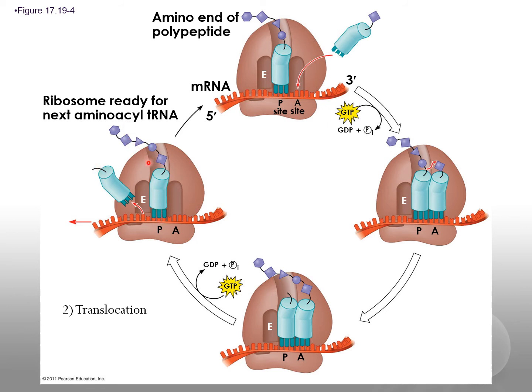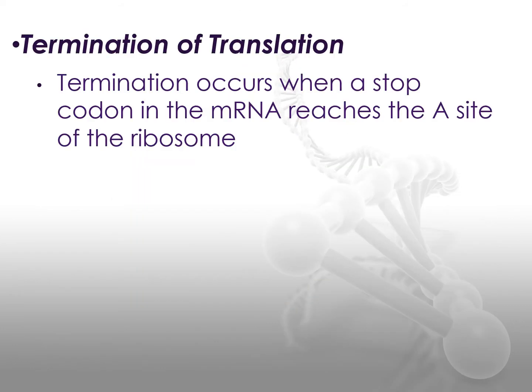Now we have the growing peptide here, and we have A empty. Okay, so site A is now empty, ready for the next transfer RNA to recognize its codon, which is on the messenger RNA in that space now. Okay, so we have those 3 steps. We have codon recognition, we have peptide bond formation, and translocation. That's going to continue to occur in a cycle until the ribosome reaches a stop codon.